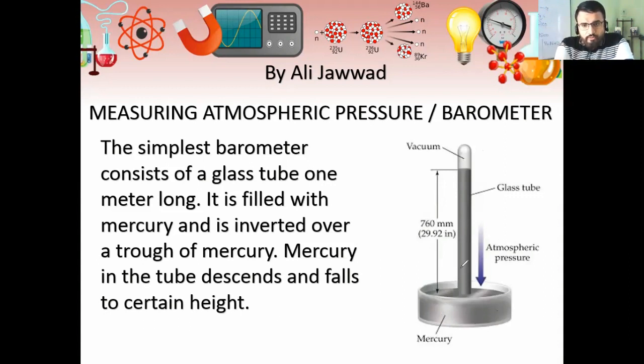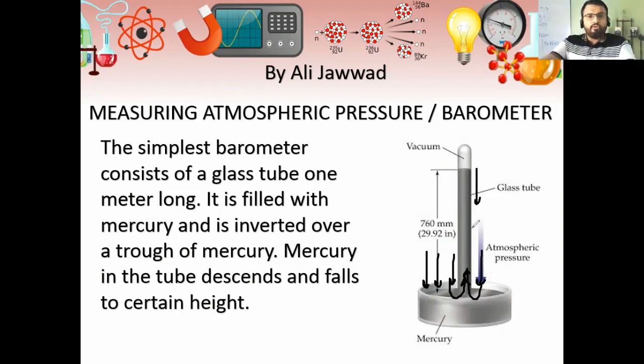And why is this so? This is because the atmospheric pressure of the gases in the surroundings acts on the mercury in the trough and tries to push the mercury inside the tube. And because of this, the level of mercury does not decrease below a certain value. Practically, this value is 760 millimeters of mercury at sea level.